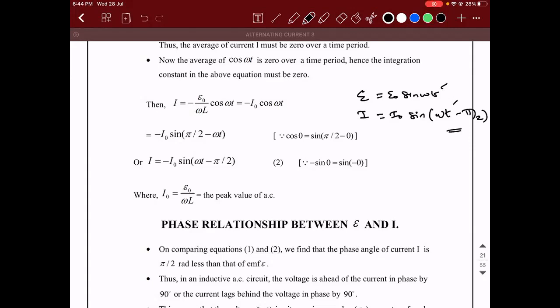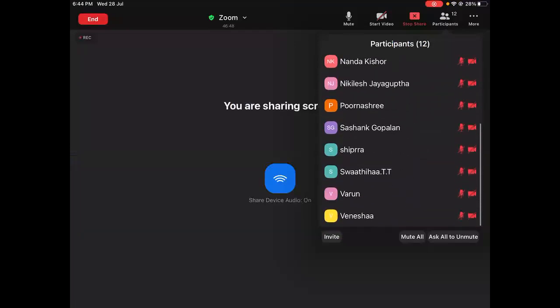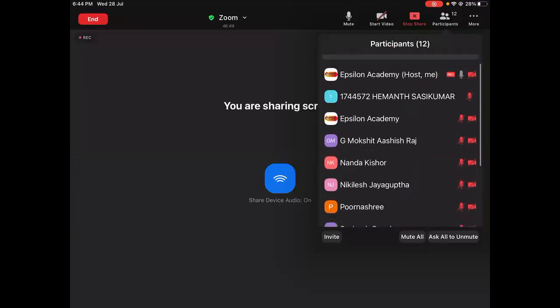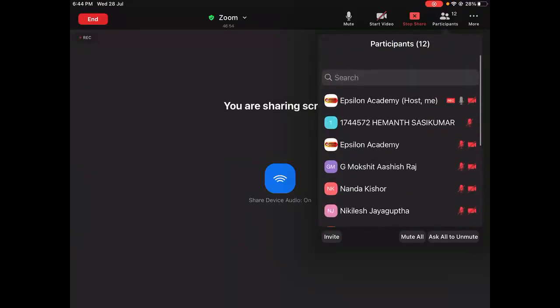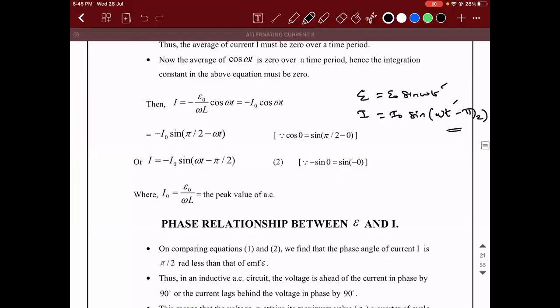In the previous case, what did I say? The relation between current and the EMF. In the case of capacitance, what was the relation? E naught sin omega t, and I was I naught into sin of omega t plus pi by 2. Here it is minus pi by 2.